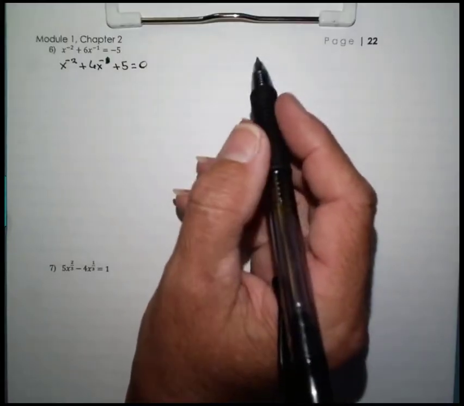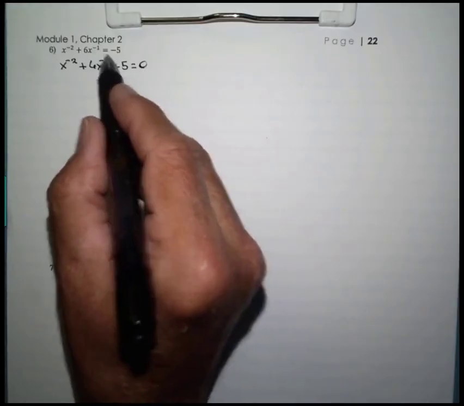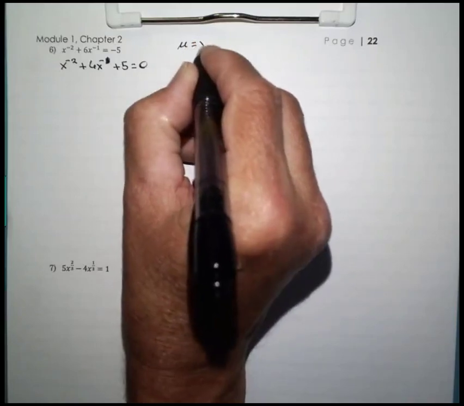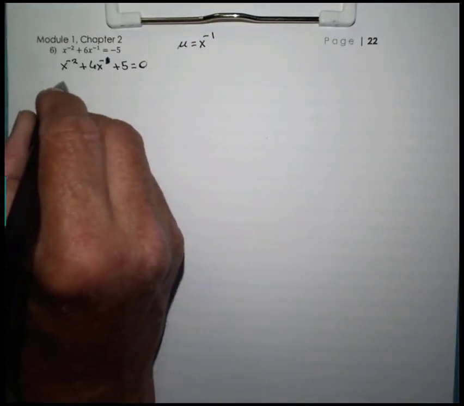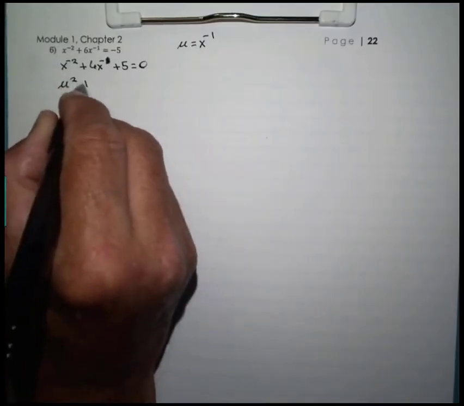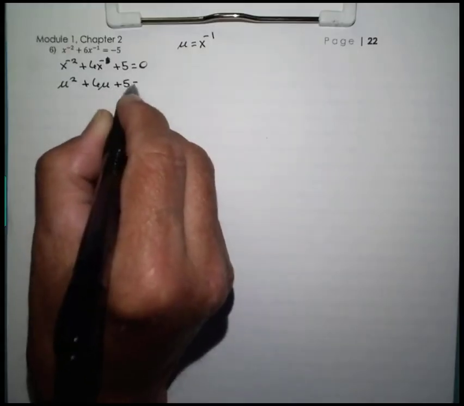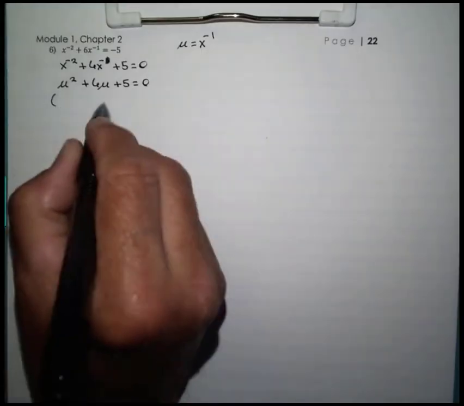So now I need to decide what u is going to be. Well, here is my x to the negative 1, which if I square it, I'd get x to the negative 2. So I know u is going to equal x to the negative 1. That helps me. Let's plug in u. This would be u squared plus 6u plus 5, and that's going to equal 0. Okay, so let's factor this one.